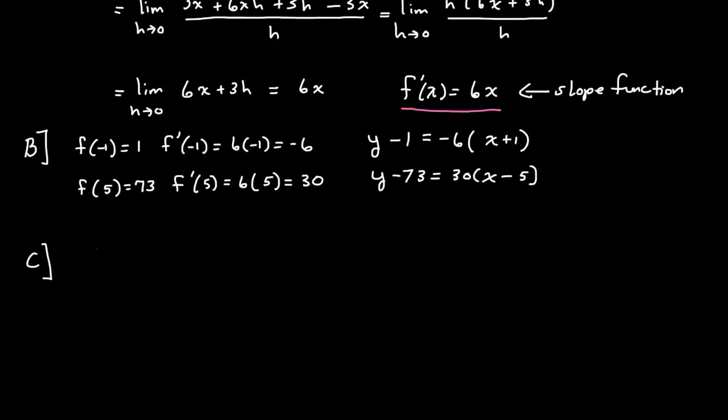In part C, it simply wants the equation of the normal, so we'll review that. y minus 1 equals, if you recall, we need the negative reciprocal, so 1/6 times x plus 1. That would be the normal going through the same point as this equation up here. This one was the tangent line, this one was the normal line. And for the other one, we have y minus 73 equals, negative reciprocal here would be negative 1 over 30, and x minus 5.